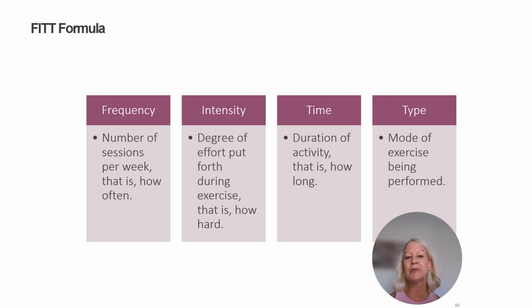For example, a typical cardio workout might last 30 to 60 minutes, while strength training sessions may last only 45 to 90 minutes. And the type. It defines the mode or kind of exercise you choose, which should align with your fitness goals and preferences. Different types target different components of fitness.